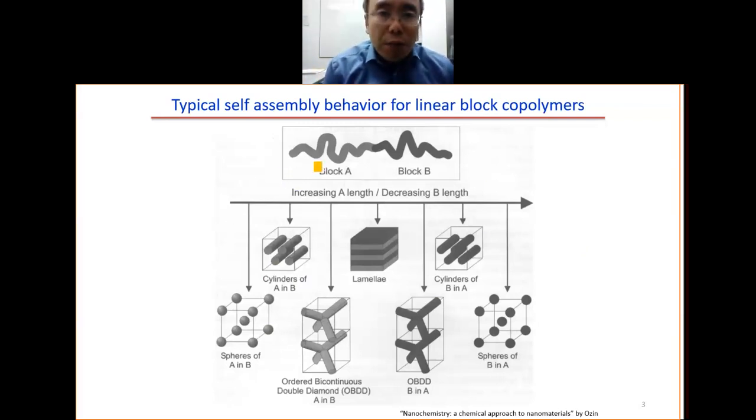For example, here we have block A and block B. If the block A volume is very small, block A will form spheres embedded in block B. Then more block A will form cylinders. When we have even more, we form this double diamond. When the volume of block A and the volume of block B are the same, we form the lamellae. So this is the block copolymer self-assembly.